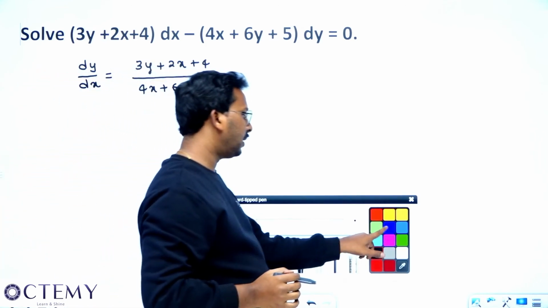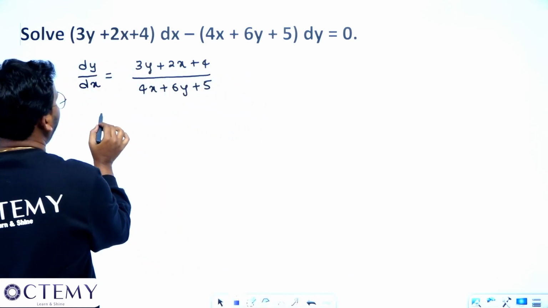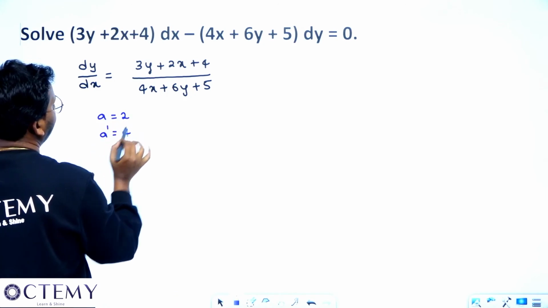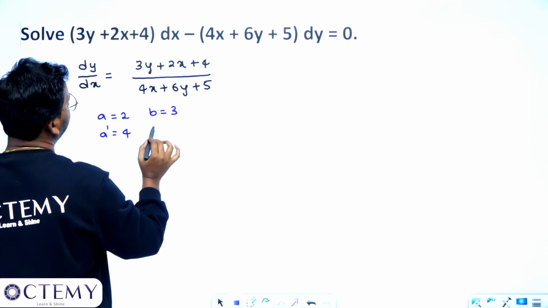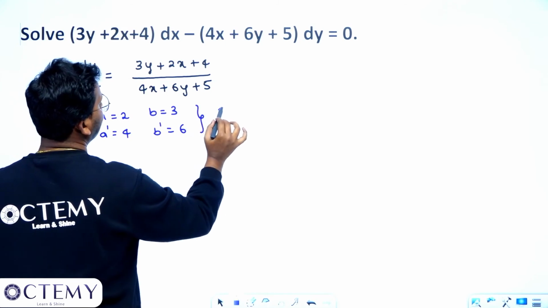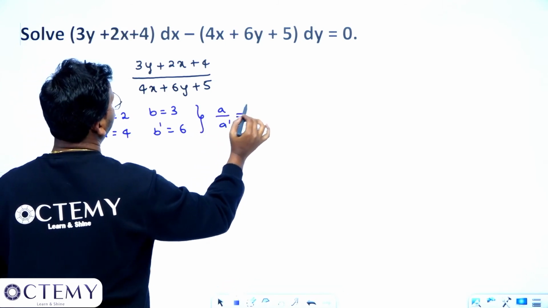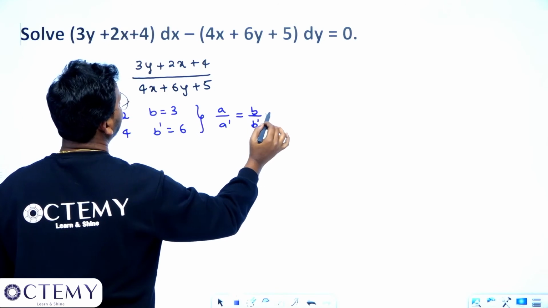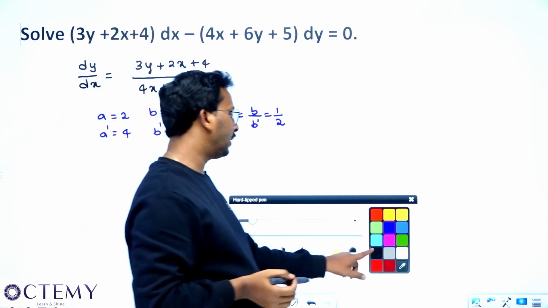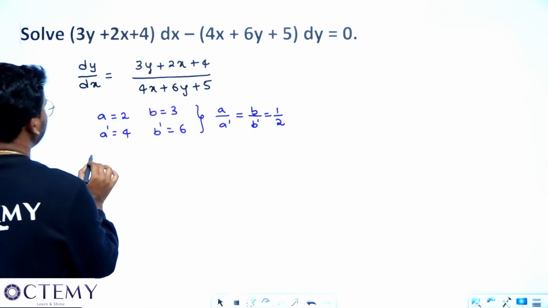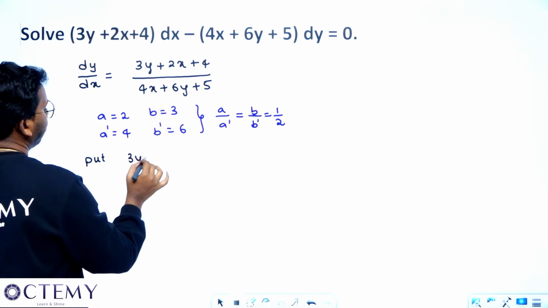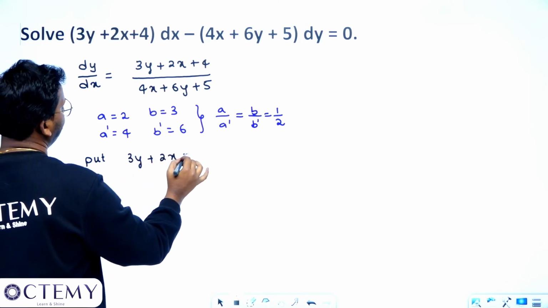What is a by a dash and b by b dash, sir? Your a is equal to 2, a dash is equal to 4, and b is equal to 3, b dash is equal to 6. So what will be a by a dash? A by a dash is equal to b by b dash is equal to 1 by 2. That means case 2. So whenever this is there, what do we do? We will do it like this. We will put 3y plus 2x is equal to t.